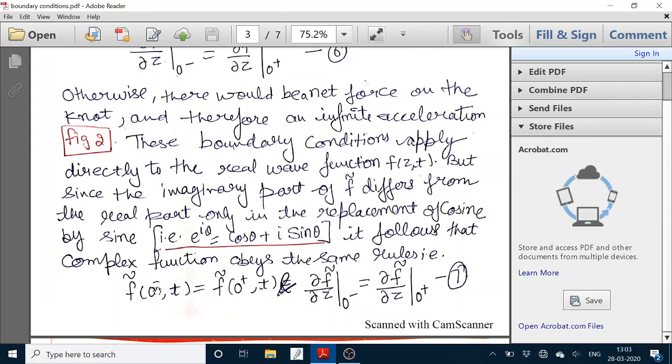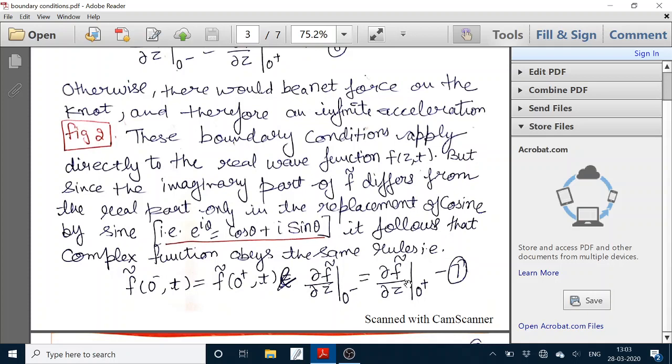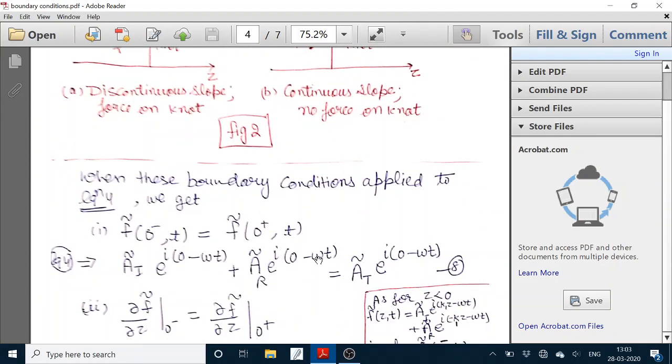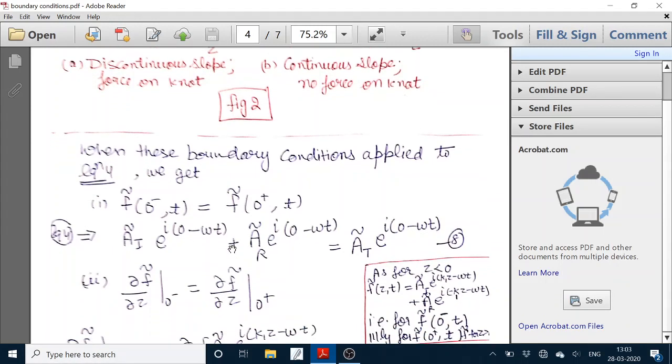and these boundary conditions are f complex at 0 negative, t equals f at 0 positive, t, and ∂f/∂z at 0 negative equals ∂f/∂z at 0 positive. So we are going to apply these boundary conditions to our wave function. From equation 4 we can write f(0−, t) equals f(0+, t). In place of z we put the value 0, and for z less than 0 we have the wave function A_i plus A_r.